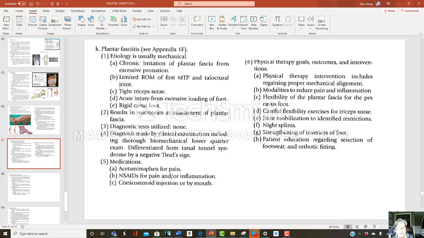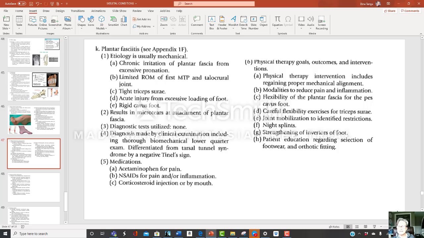Diagnostic tests utilized: none. Diagnosis made by clinical examination, including thorough biomechanical lower quarter exam. Differentiated from tarsal tunnel syndrome by a negative Tinel's sign. Medications: acetaminophen for pain, NSAIDs for pain and/or inflammation, cortisone injection or by mouth.